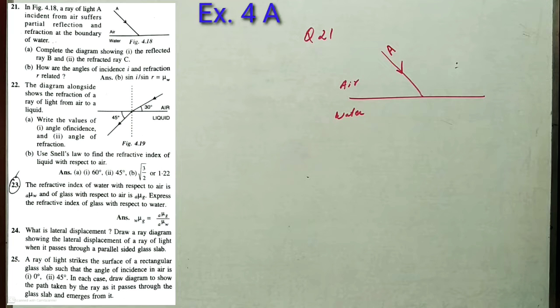Today we are going to solve exercise 4a of your Concise Physics textbook, that is from chapter 4, refraction at plane surfaces. Today is the last session for solving exercise 4a. If you have not watched our previous videos, please watch those videos for better understanding and clarity of the concepts discussed over there. Let's begin.